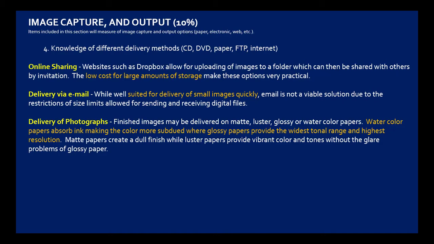When delivering photographs, finished images may be delivered on a wide range of photographic papers, canvas, and even metals. Watercolor papers absorb ink, making the colors more subdued, where glossy papers provide the widest tonal range and the highest resolution. Matte papers create a dull finish, while luster papers provide vibrant color and tones without the glare problems of a glossy paper.